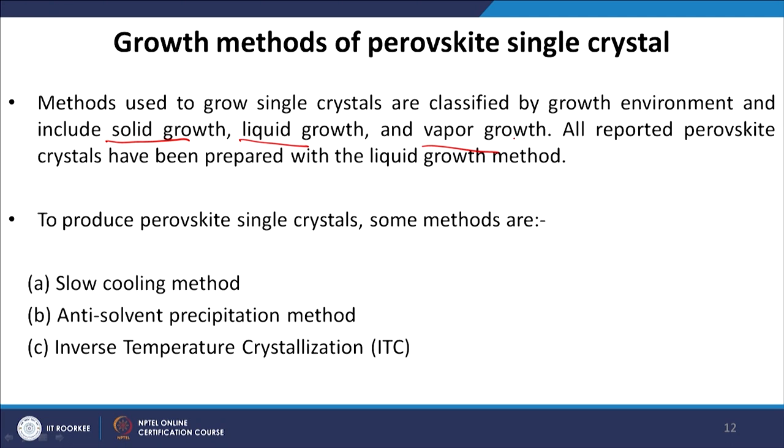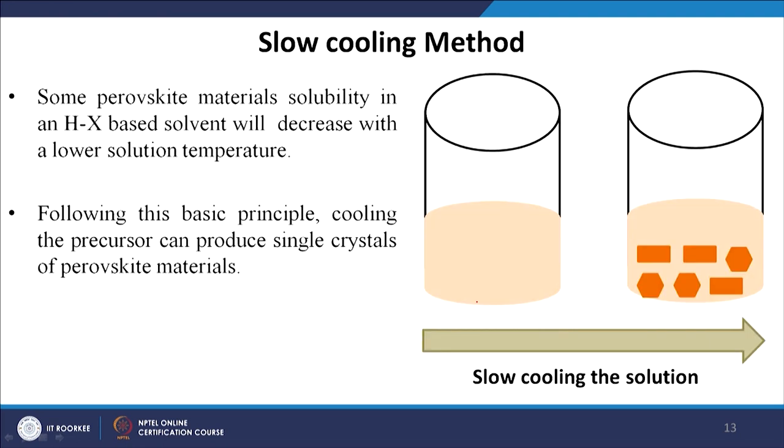To produce perovskite single crystals, some of the popular methods used in the literature are the slow cooling method, anti-solvent precipitation method, and inverse temperature crystallization method, or ITC. Let's discuss these methods. In the slow cooling method, as shown in this figure, the solubility of some perovskite materials in an HX based solvent will decrease with a lower solution temperature. Following this basic principle, cooling the precursor can produce single crystals of perovskite materials.